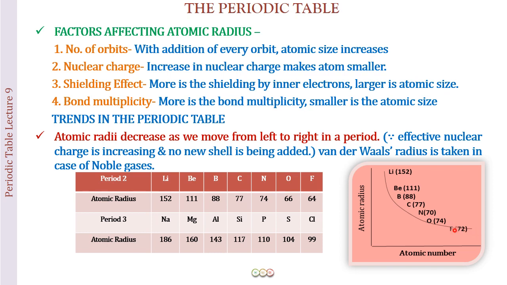Well, you will be thinking why we have not added neon to this chart, right? Or for that matter, we have not added even argon to period 3. Well, that is because for the noble gases, we consider the van der Waals radius, and these are the covalent radius. The van der Waals radius is always going to be greater than the covalent radius. So that has not been added. We do not have a covalent radius for the noble gases.